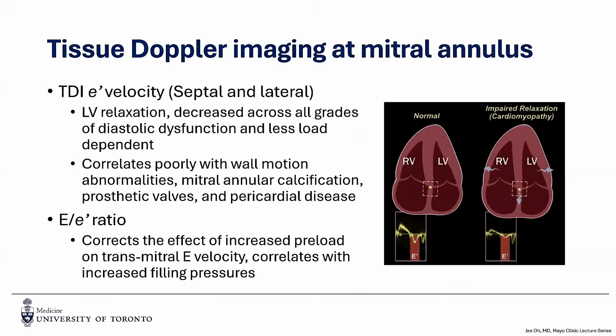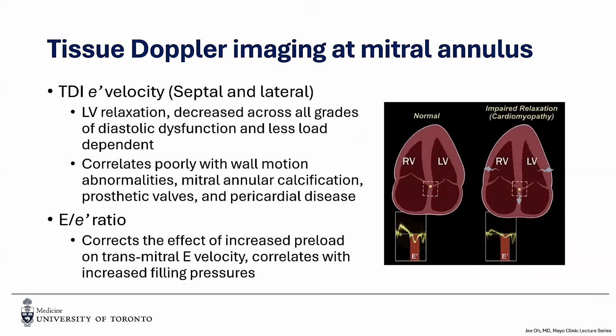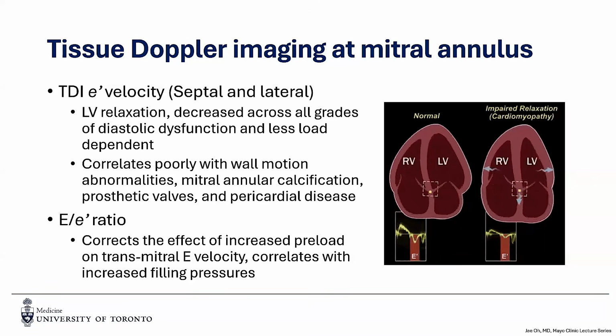So next, we'll spend a little bit of time talking about the tissue Doppler imaging in the mitral annulus. This is a really nice graphic that I took from one of J.O.'s slides on diastolic dysfunction, which I think highlights things very well. Firstly, we look at the TDI, or the E prime velocity, in the septal or lateral annuluses, and it reflects LV relaxation, which is generally decreased across all grades of diastolic dysfunction and is thought to be less load dependent.